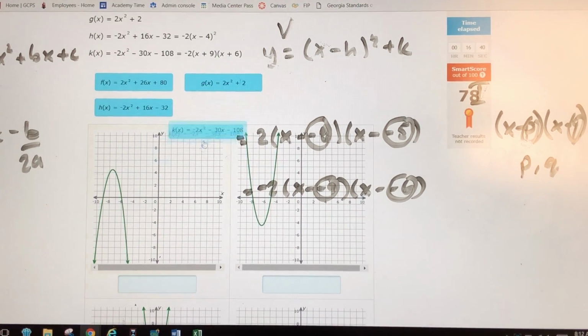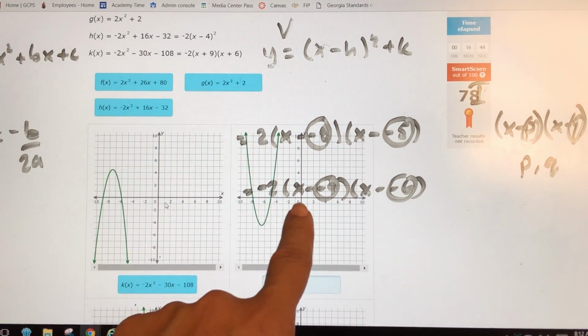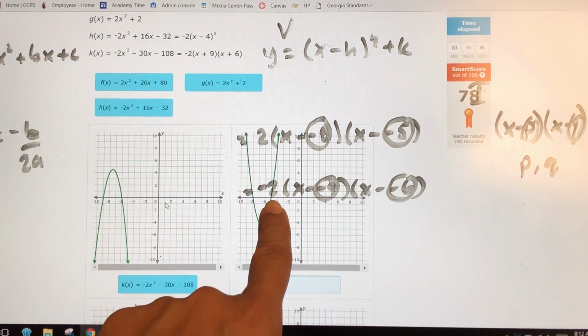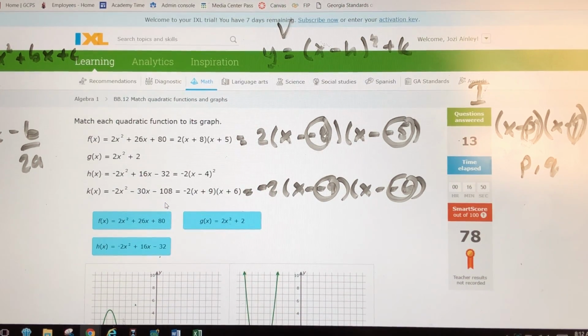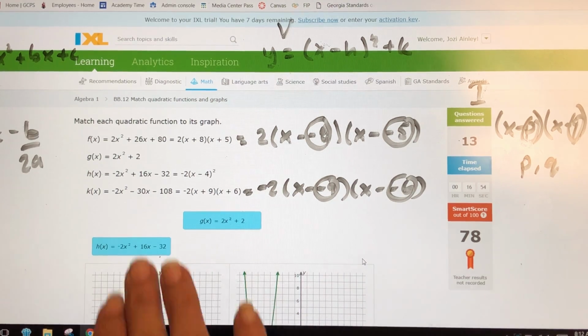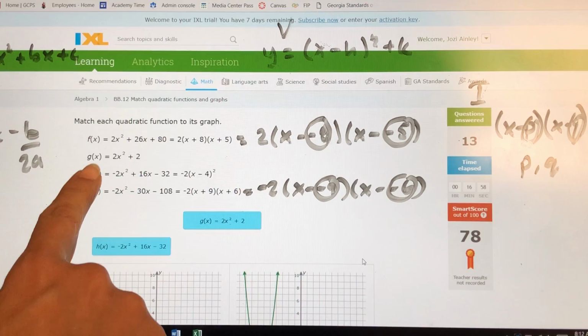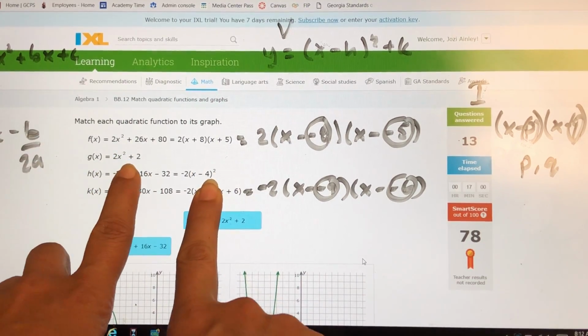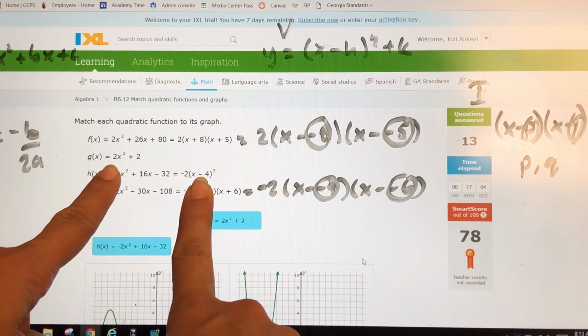That means that one's this one. The other one is negative 8, negative 5. Negative 8, negative 5. That's that one, right? So that one was which one? That was the first one. That's f of x. All right, now I just have 2 left. So now I've gotten rid of those. I have h and g, so I can do vertex or I can do standard. It just depends on which one you find easier.